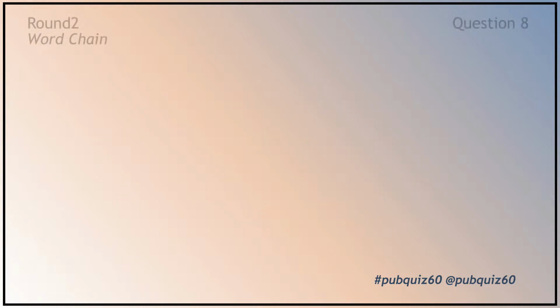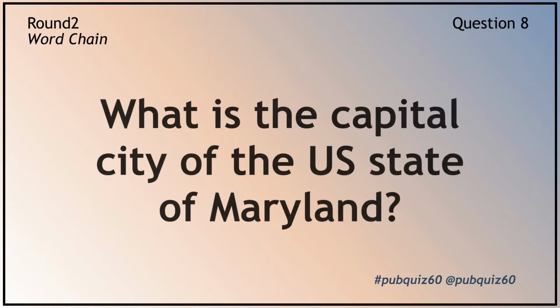Just 3 more questions to go in round 2. Question 8. What is the capital city of the US state of Maryland? And again, we'll have 20 seconds on the clock here. Some of these questions are slightly harder than others, but obviously if you've got the answer before and after, then you might be able to work out what the letters are that carry on the chain between the two.